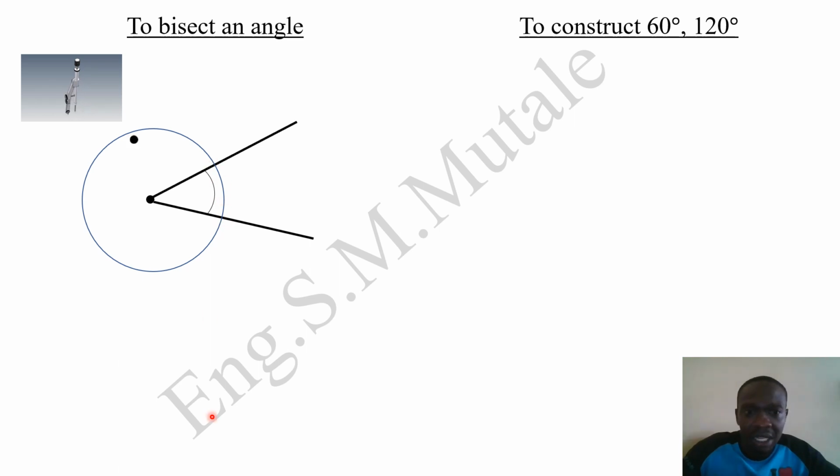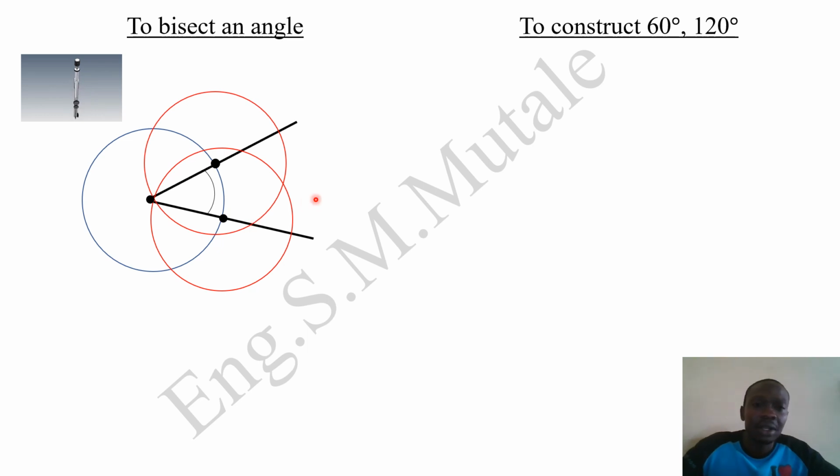You stand at that point, maintaining the same radius of the circle, strike a circle like that, then go to another point there where that circle was touching that line, which is this point there, maintaining the same radius, strike a circle, and then come to this point where the two circles meet, which is this one. Join this point and that point with a straight line. Once you do that, you realize that the angle from here to there and the angle from here to there are the same. So this is how we bisect an angle.